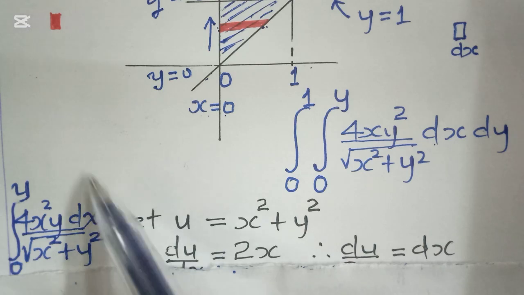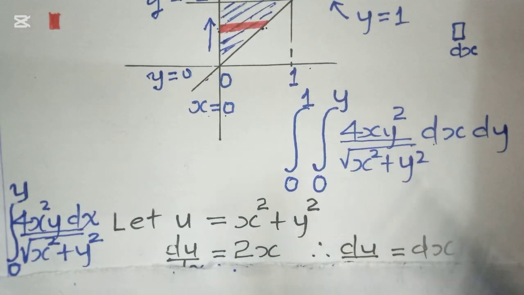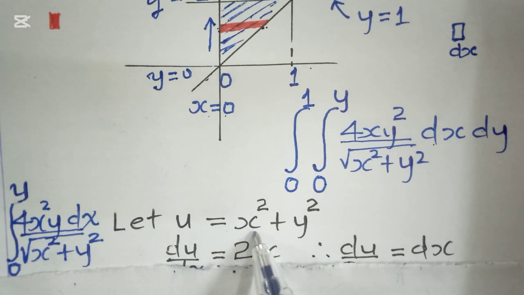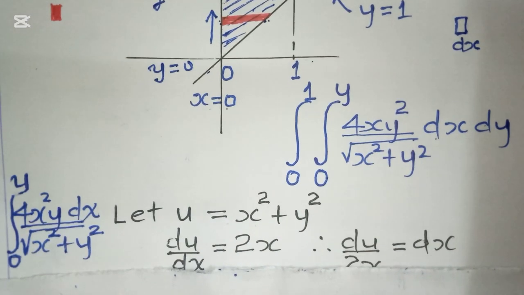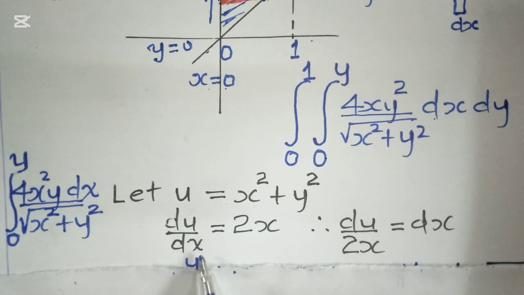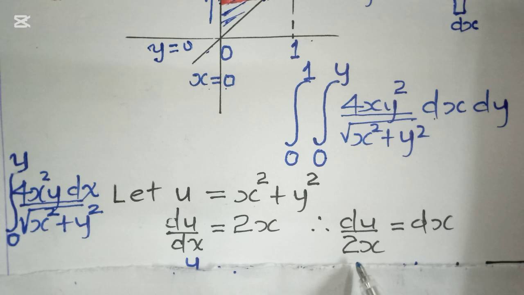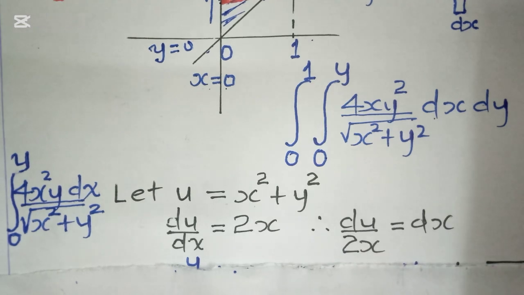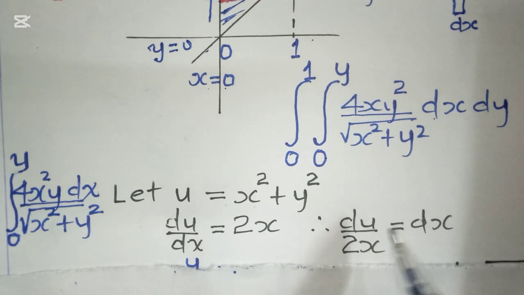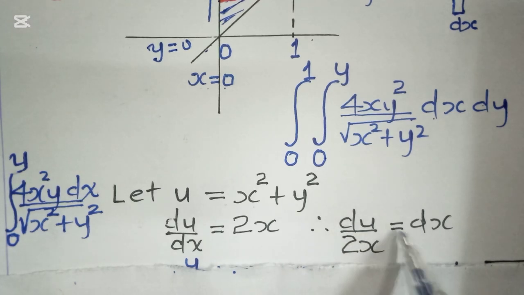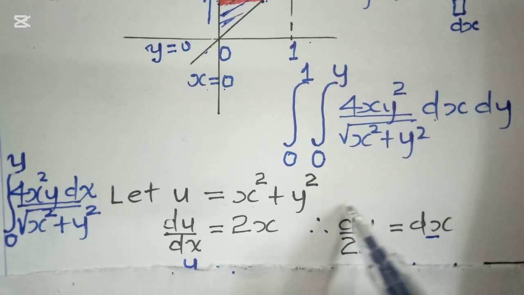With respect to x. So integrating this with respect to x, I can say u is equal to x squared plus y squared. So that, guys, we are going to have du over dx is equal to 2x, and therefore du over 2x is equal to dx. This is du over dx is equal to 2x. Du over 2x is equal to dx. So, guys, instead of writing dx, we are going to write that.